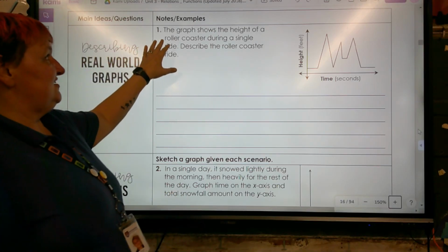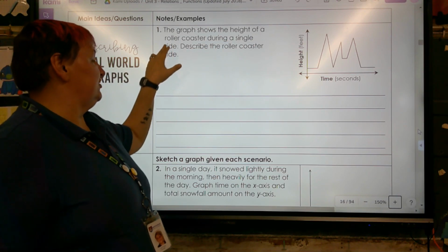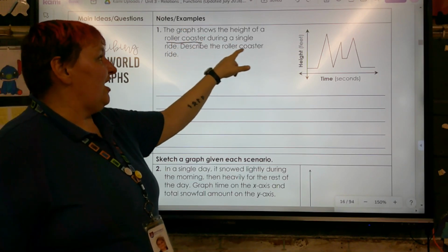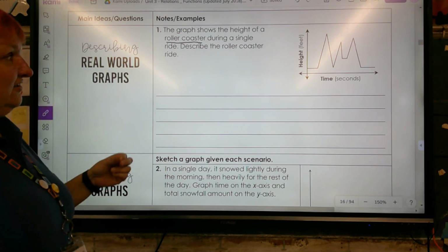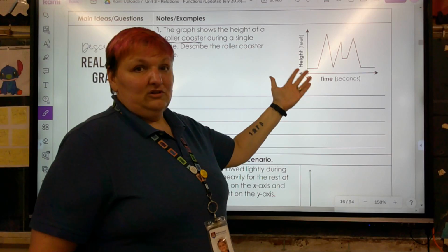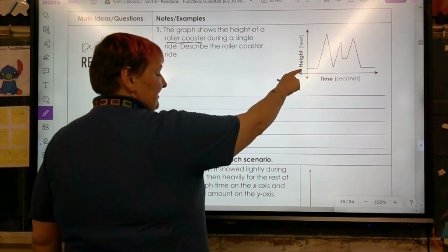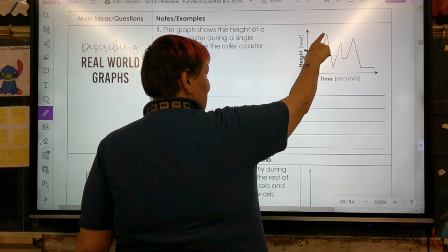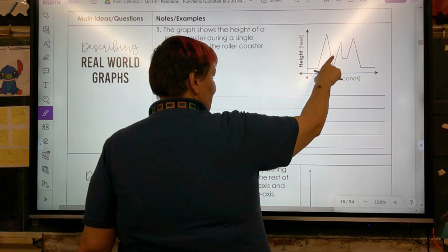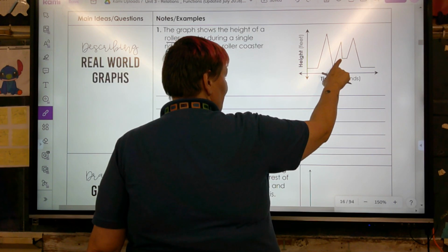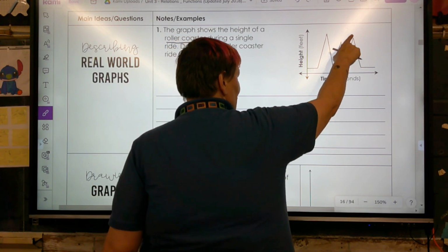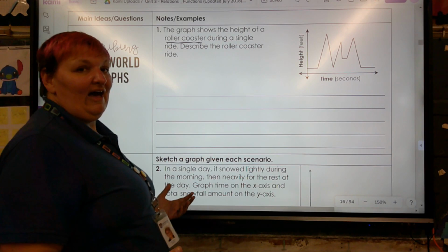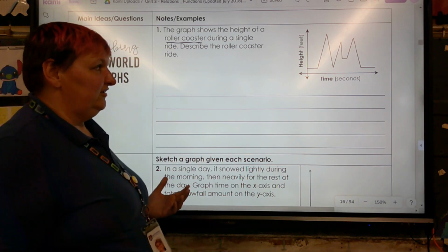The information says the graph shows the height of a roller coaster during a single ride. Describe the roller coaster ride. You just want to look at it and think about seconds passing and it getting higher in height and then lower, and then higher and then lower, and then seconds passing. You literally read the graph and try to figure out what it's telling you.